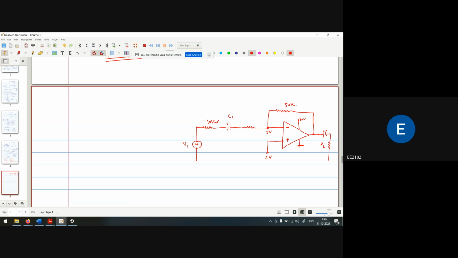Now, if this is the 5 volt, so we can say 5 volt is there. So I can say VI minus 5 volt upon 20K plus 1 upon 6. This is the current I.